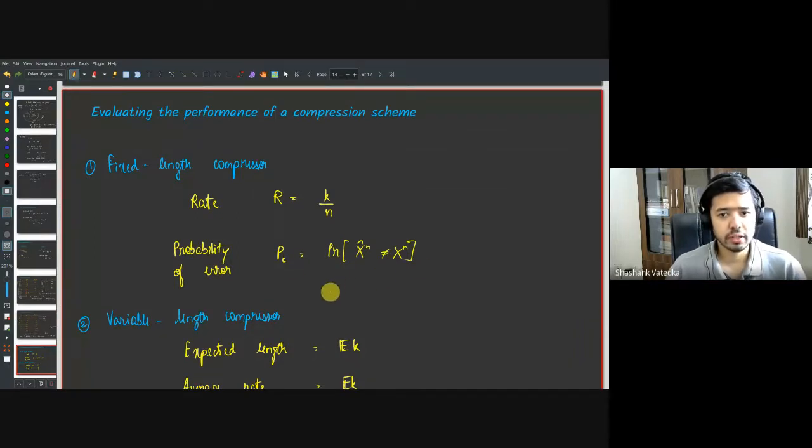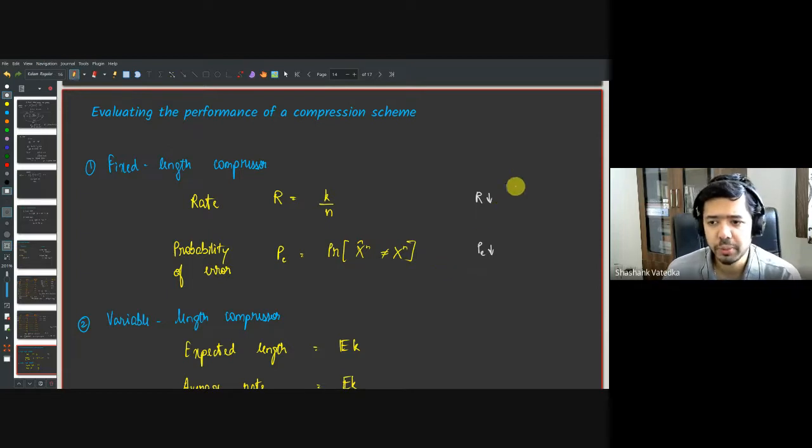So one way of evaluating the performance of a compression scheme is, of course, using the rate, the size of the compressed file divided by the size of the source file. So k over n is called the rate, and we want the rate to be as small as possible. At the same time, the probability of error, that is the probability that x^n hat, the decompressed file, is not equal to the true source file, we want this also to be small. So the goal, if you want to design a good fixed length compression algorithm, is to make sure that the rate is small and the probability of error is also small.